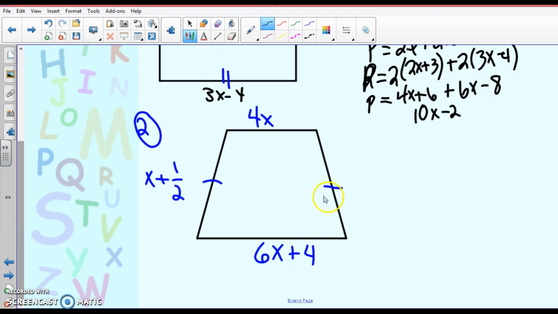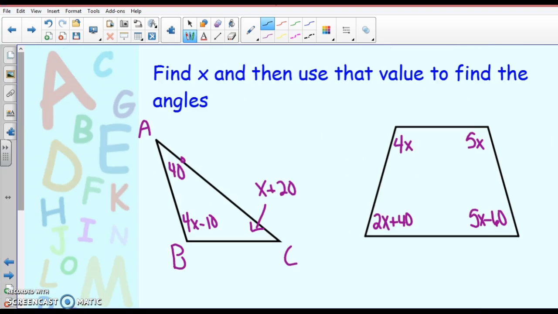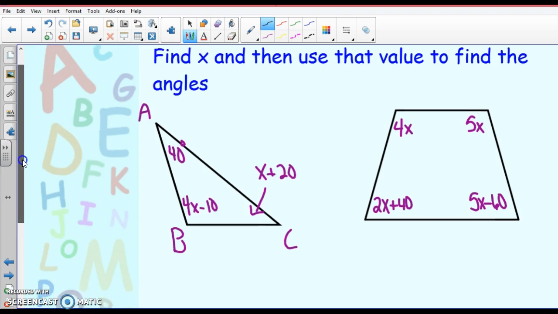All right. Again, these 2 sides are the same. So this is x plus 1 half. To find the perimeter, I add up all the sides. So x plus 1 half plus 4x plus x plus 1 half plus 6x plus 4. When I add these together, like terms, I'm going to get 12x, 1 half plus 1 half is 1 plus 4 is 5, so plus 5.